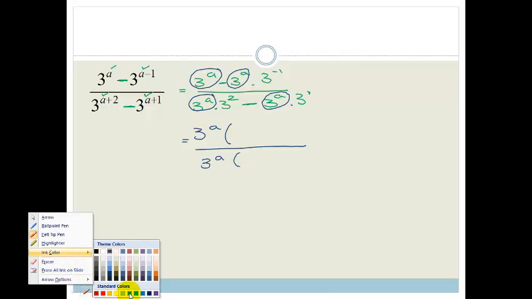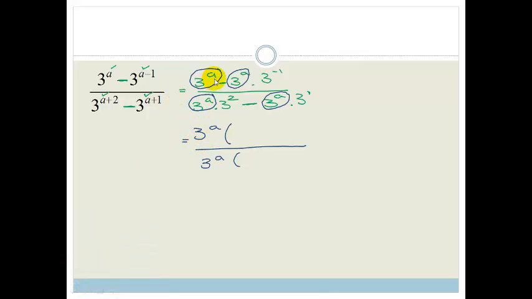We are left with 3 to the a goes into the 3 to the a once. So basically you're dividing 3 to the a by 3 to the a, which is once, minus that minus there that we're bringing down. 3 to the a into 3 to the a is 1. 1 times 3 to the minus 1 is just 3 to the minus 1.